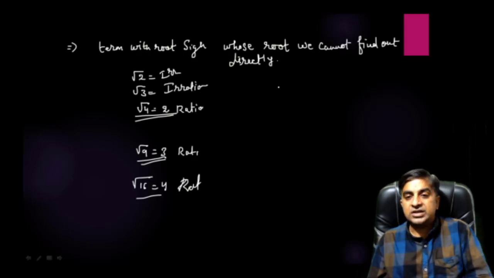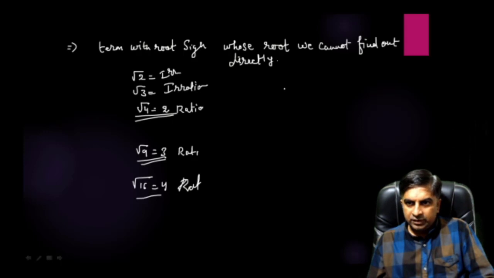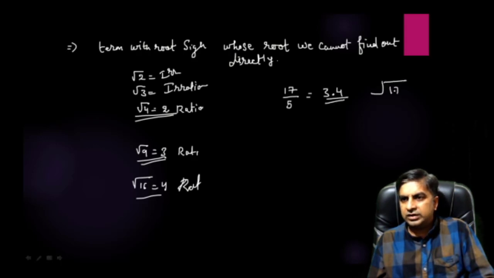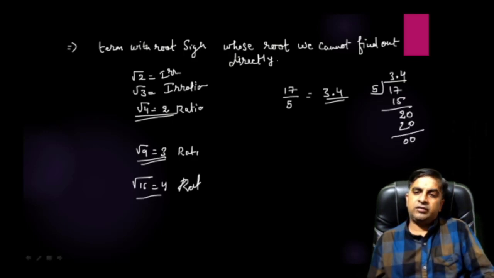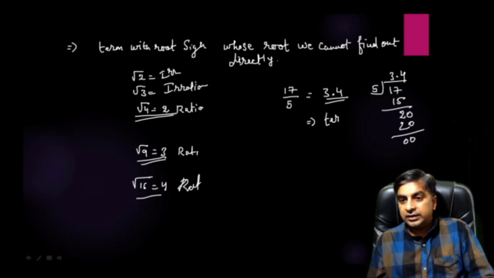Non-terminating, non-repeating numbers are also irrational. Let me tell you. If I tell you to divide 17 by 5, what answer will you get? 5 3s are 15, and with 2 remaining and a decimal, 5 4s are 20. So 3.4. You can see here we got remainder 0 and cannot divide further. This type of number, whose division stops after a few points, is called a terminating number.